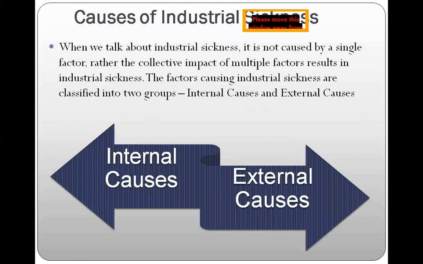Now what are the causes of the industrial sickness? Basically, there are two causes, the internal cause and the external cause. We will go into detail on this internal and external cause further. But let's see what the causes are. When we talk about industrial sickness, it is not caused by a single factor, rather the collective impact of multiple factors results in industrial sickness. So we have grouped these multiple factors into the internal cause and the external cause.